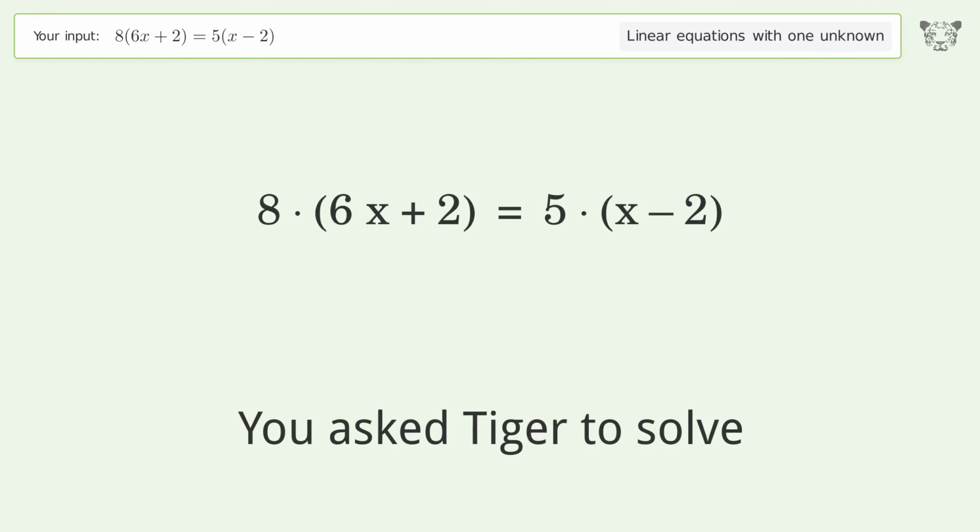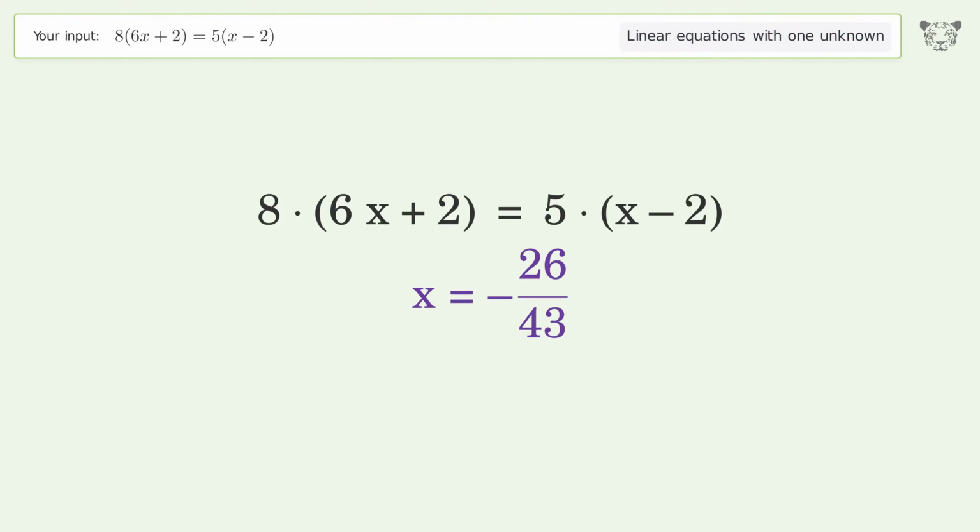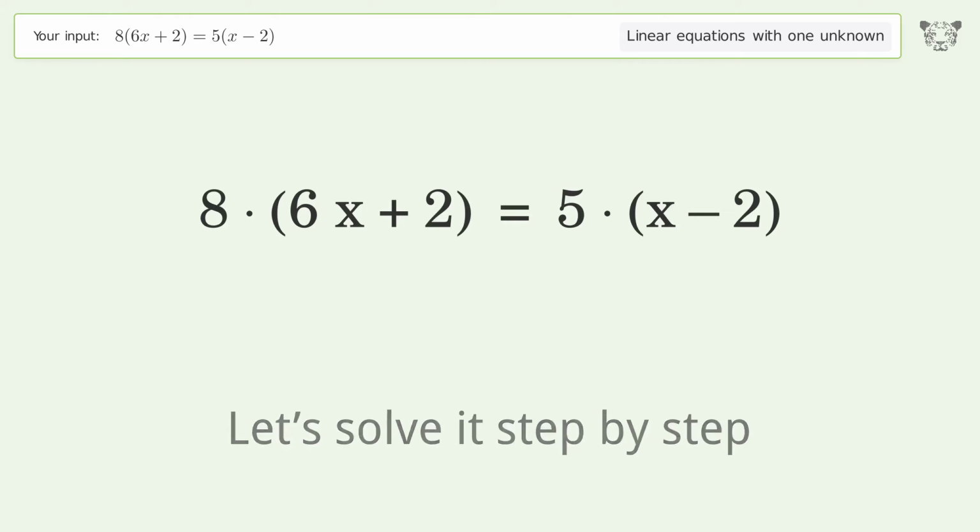You ask Tiger to solve. This deals with linear equations with one unknown. The final result is x equals negative 26/43. Let's solve it step by step.